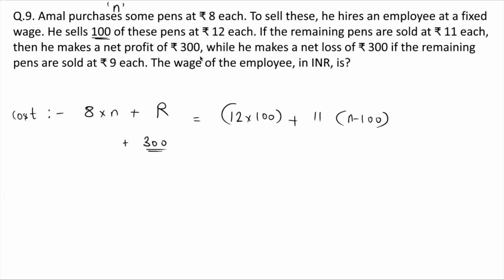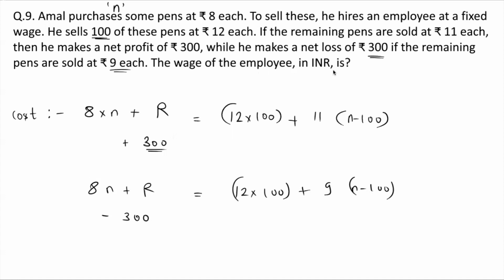Whereas he makes a net loss of 300 rupees if the remaining pens are sold at 9 each. So taking the net cost as 8n plus R, the same. He's selling 100 pens at 12 rupees. If he sells the remaining n minus 100 pens for rupees 9, then there is a loss of 300 rupees. That means the selling price will be less than the cost by 300 rupees. So we need the wage of the employee in INR.